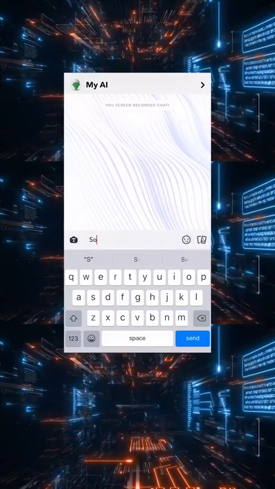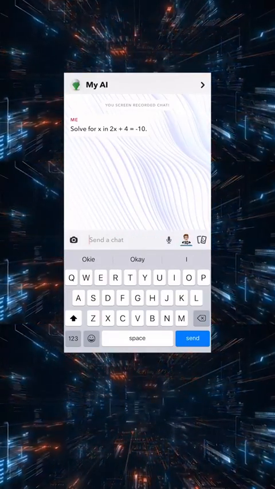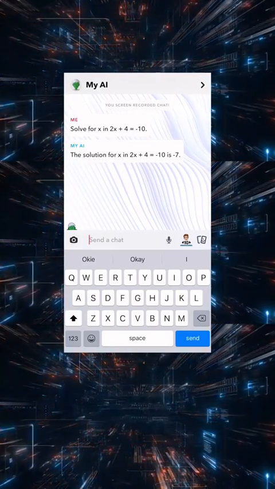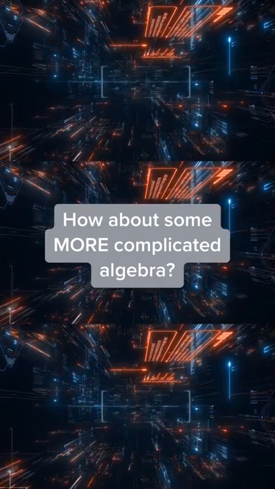How about some algebra? Solve for x in 2x plus 4 equals negative 10, which it got right. x equals negative 7. How about some more complicated algebra?